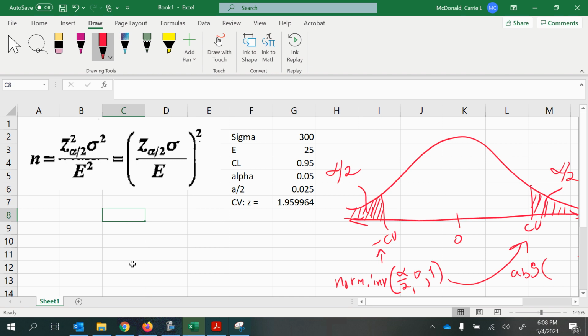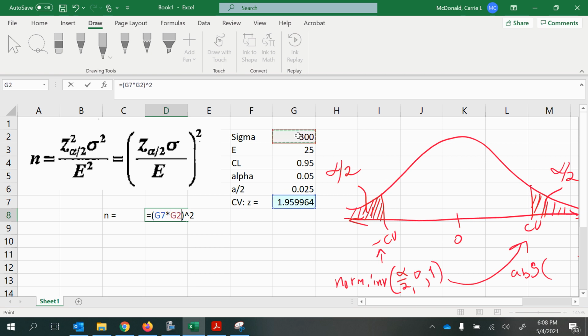Okay, so n equals, let's make a set of parentheses raised to the power of 2. And then we'll go inside of that set of parentheses and we'll do the critical value z-score times the standard deviation sigma divided by the margin of error E.